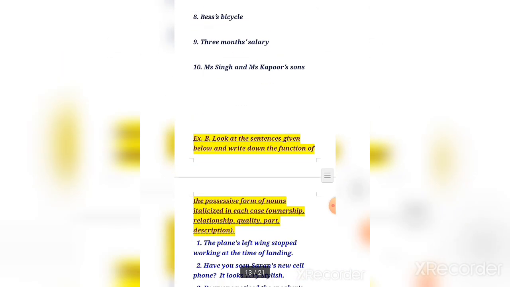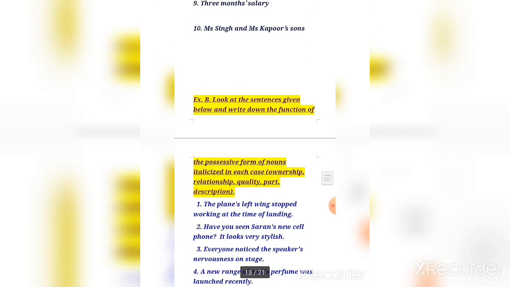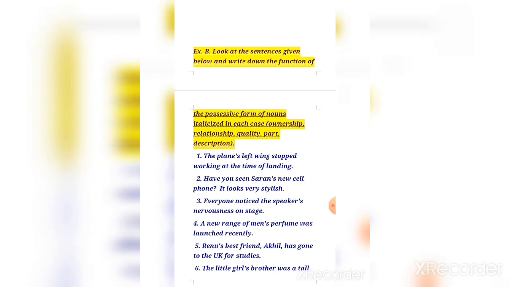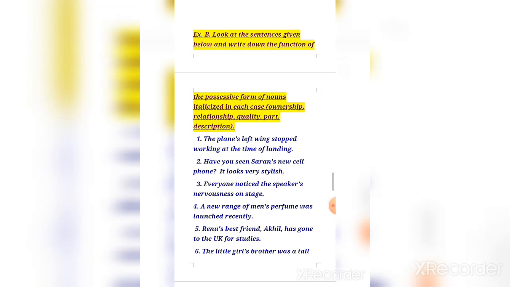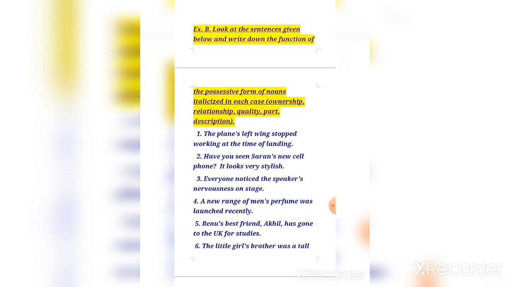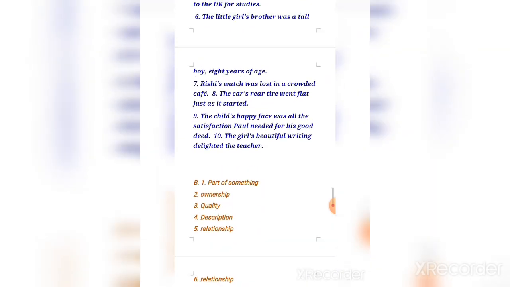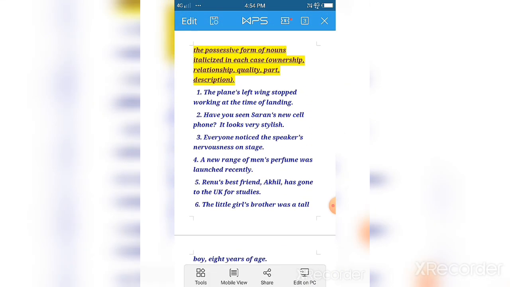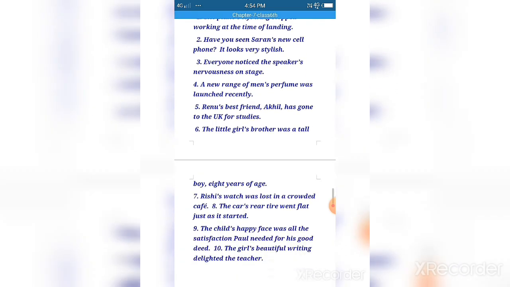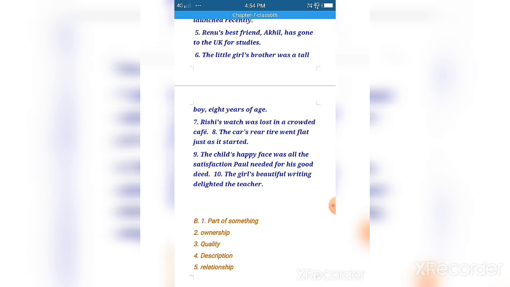Okay. Now exercise B. Look at the sentences given below and write down the functions of the possessive form of noun. That is ownership, relationship, quality, part, and description. Now let's begin with one. The plane's left wing stopped working at the time of landing. Here the answer says it is a part of something. Saran's new cell phone looks very stylish. It's ownership. Okay.